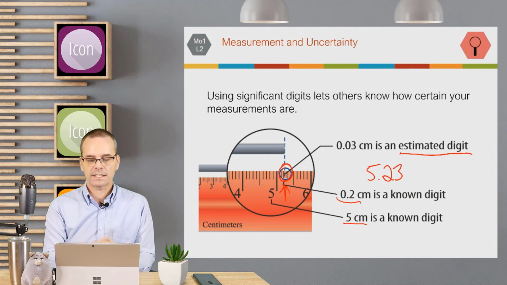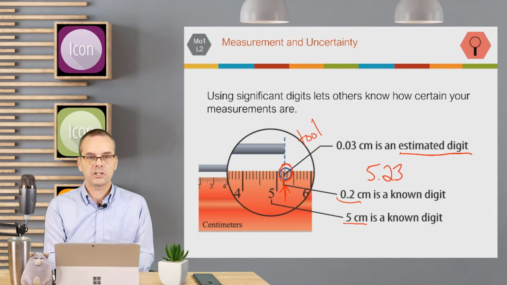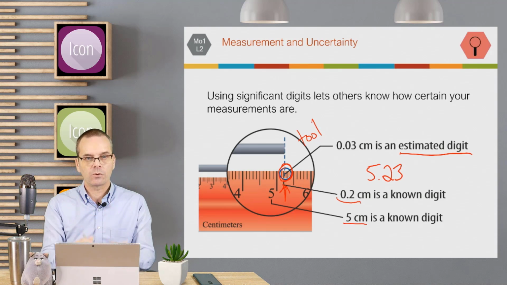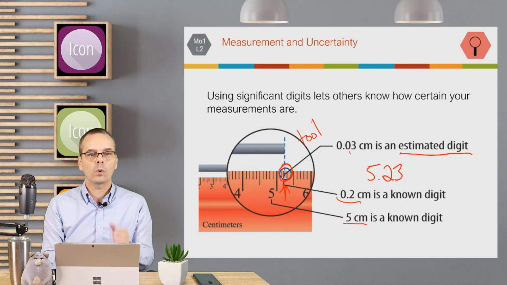Now, we're kind of estimating that 0.03 because our tool, this ruler, doesn't measure that part. It's not fine enough for us to find out, is it really 0.03? We would need a very, very specific tool or ruler to measure down to 0.03.